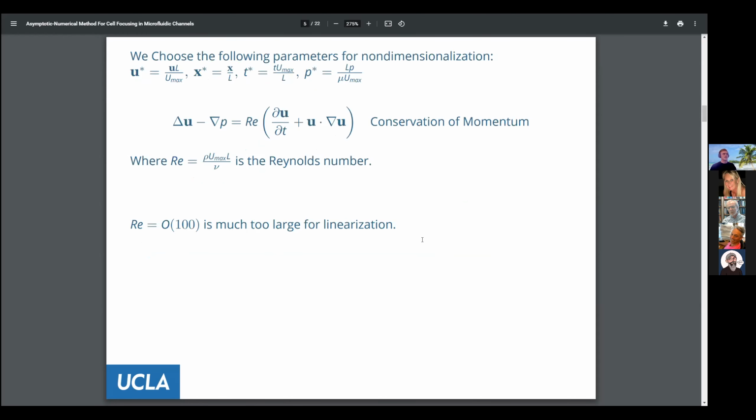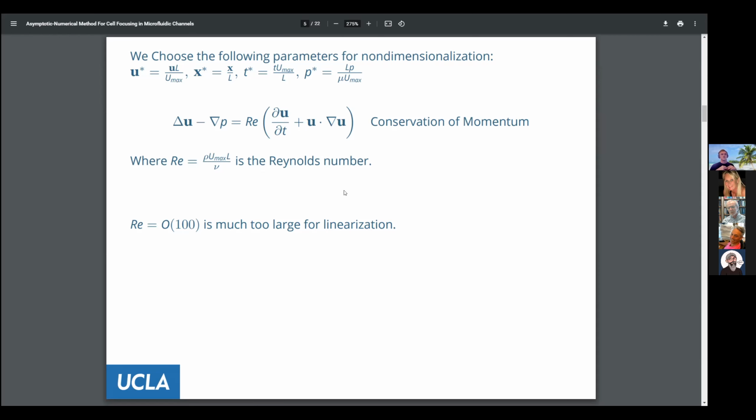So first, we're just going to non-dimensionalize it. Here is the conservation of momentum equation in its non-dimensionalized form. You can see all those parameters just get reduced to one, which is called the Reynolds number. So the Reynolds number represents a ratio of inertial to viscous forces. So the higher the Reynolds number, the more strong the inertial forces are.